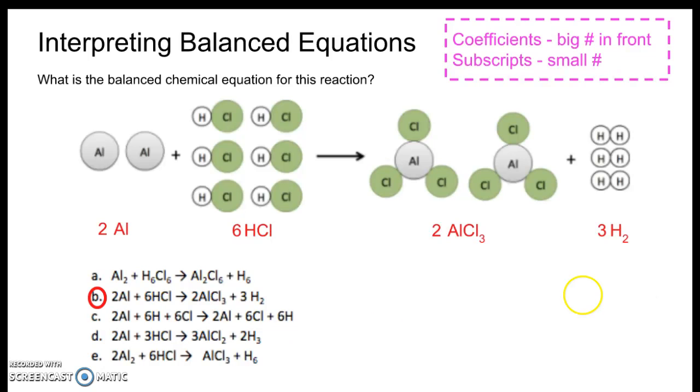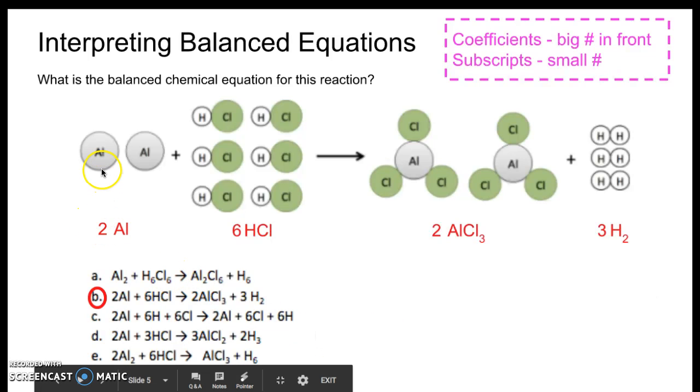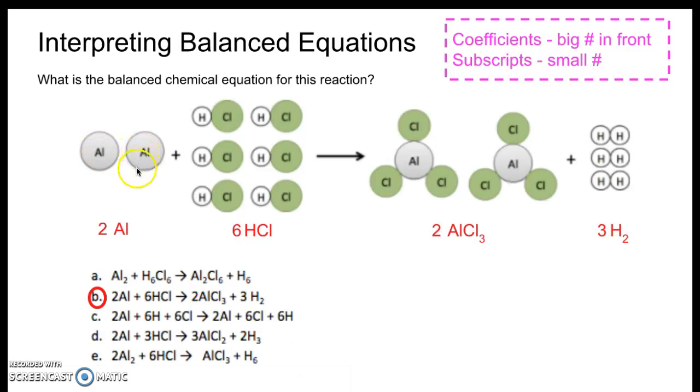So just a quick recap: the coefficients will tell you how many molecules or atoms you have, but we only use coefficients for things that are separated, things that are exactly the same, but there are just separate groupings of those things. And the subscripts we use for a single molecule, you just focus on one of them. How many atoms do you have? That's what the subscript tells you for a single molecule.